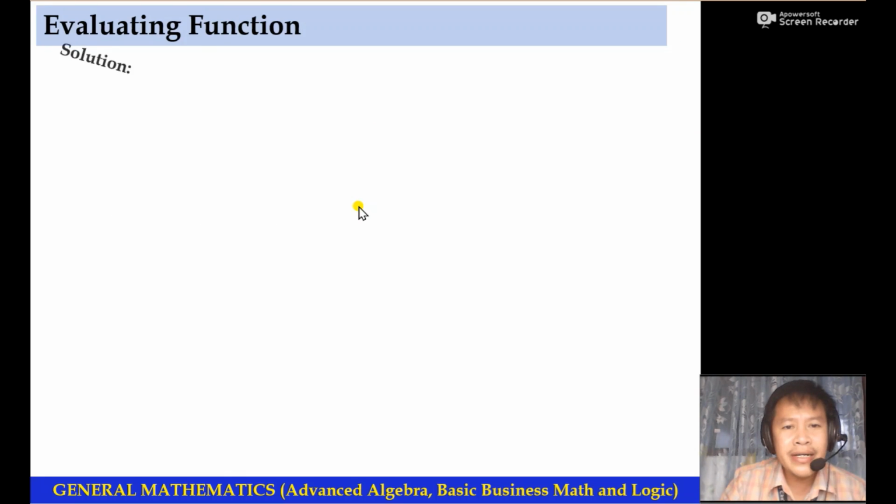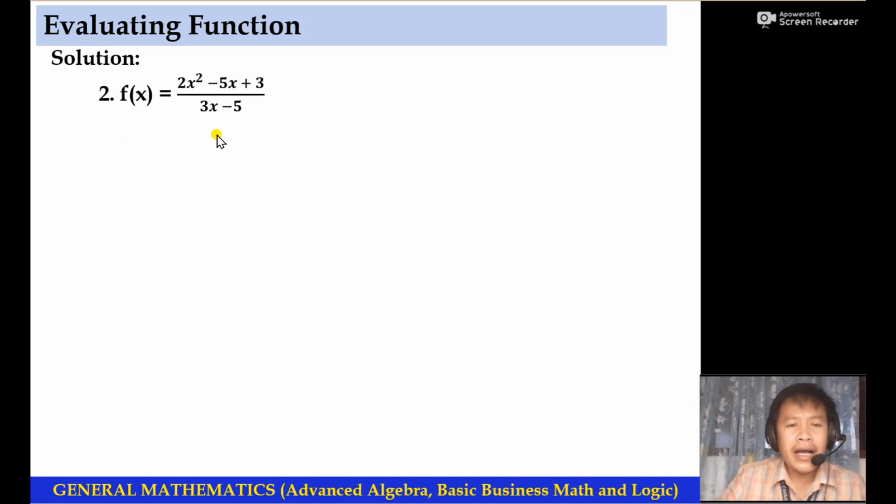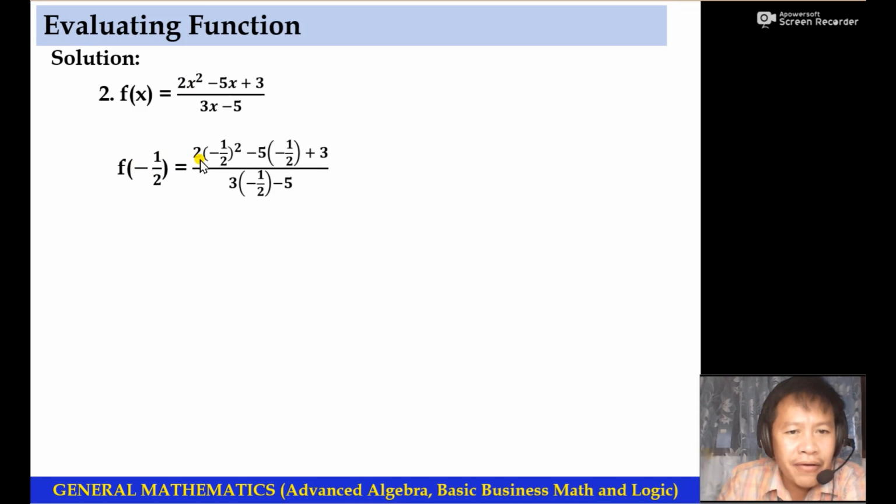And this is our solution. Okay, if x is equal to negative 1 half, what is the value? This is it. Negative 1 half, and this is negative 1 half. All x's are given a value of negative 1 half already. Then, you are going to simplify.